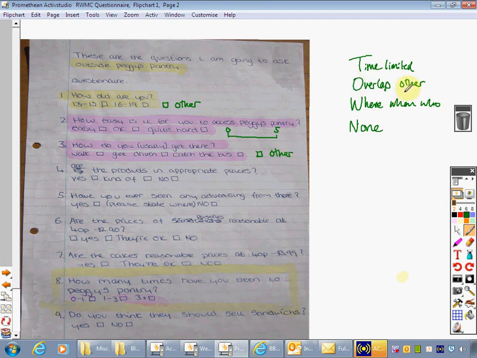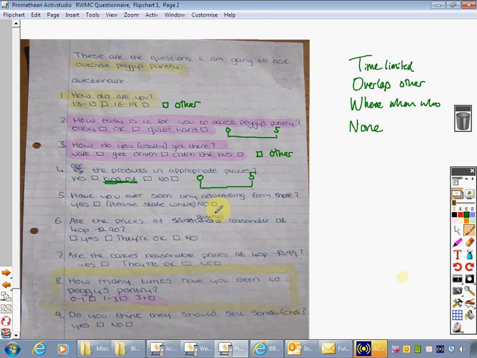Are the products in appropriate places? Yes, kind of. No, I mean, that's so vague I can't begin to think what that means. We again maybe need an appropriate scale from 0 to 5, and you may say always find it, never find it. Have you ever seen any advertising from there? Yes, please state where, or no. It's not so bad, that question.